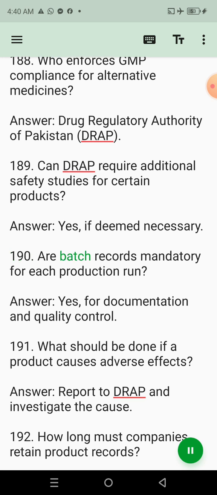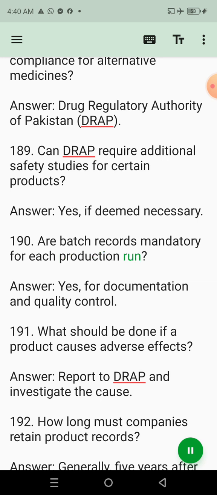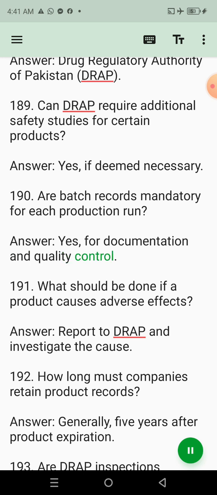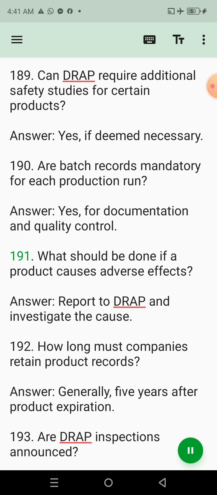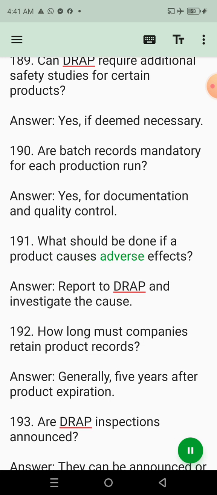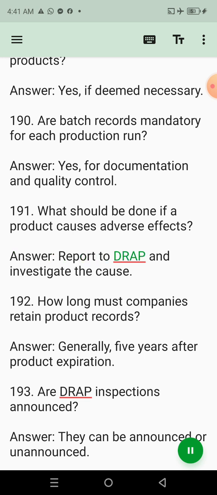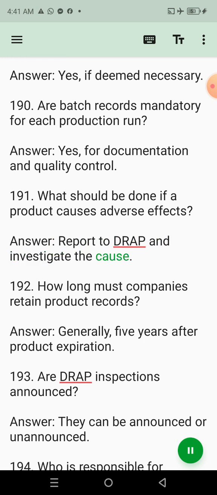190. Are batch records mandatory for each production run? Answer: yes, for documentation and quality control. 191. What should be done if a product causes adverse effects? Answer: report to DRAP and investigate the cause.